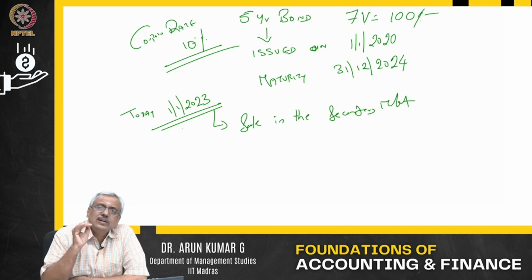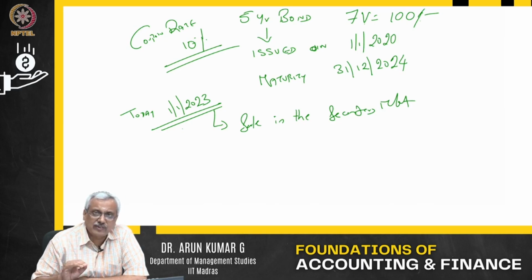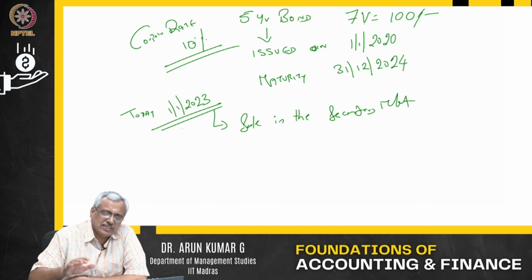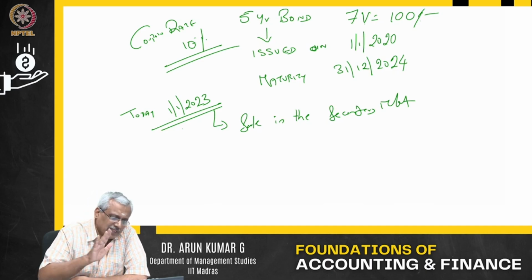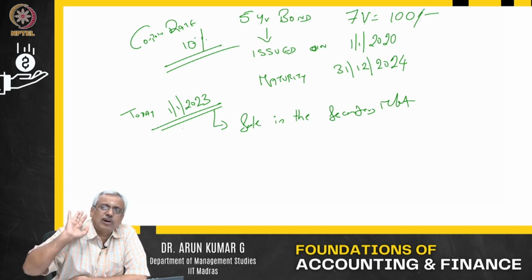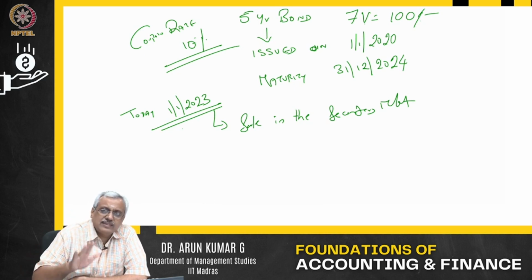So, now the person who has bought the bond has earned 10% interest on that $100 bond for 3 years. On 31st December 2020, he got 10% return. On 31st December 2021, he got 10% return. On 31st December 2022, he got 10% return. On 1st January 2023, he wants to sell the bond because he needs cash as of today. He is prepared to sell the bond in the secondary market.